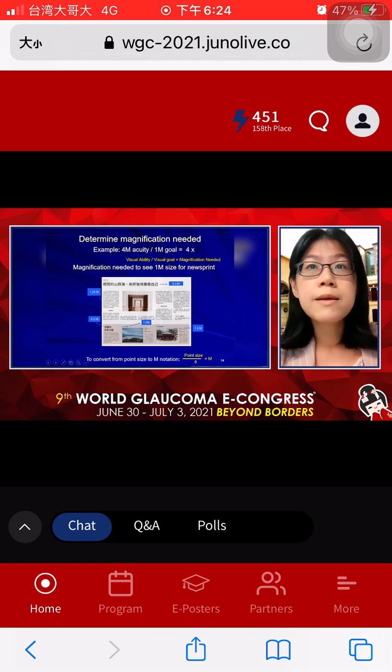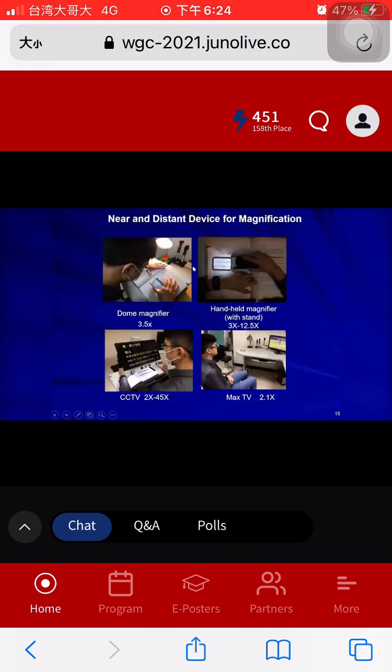This is an example of different sizes of Chinese characters converted from point size to M notation. We need to know the patient's visual goal and how we should recommend devices. These are some near and distant devices for magnifying the object. We can give suggestions based on the different magnification needed.